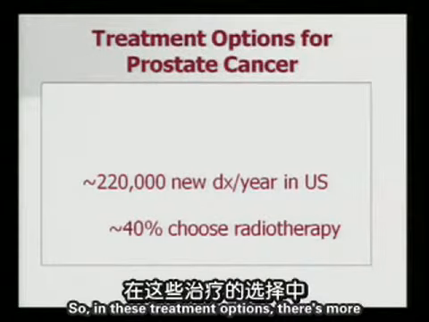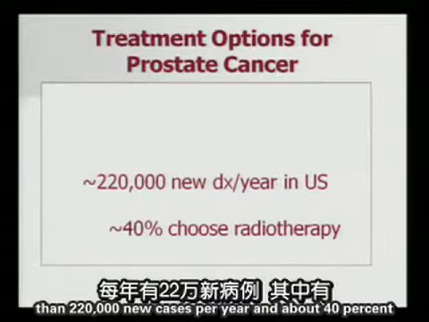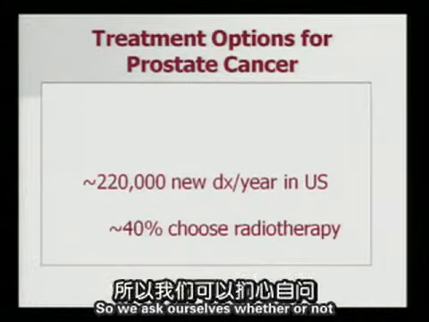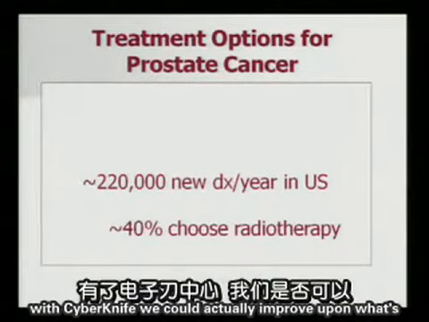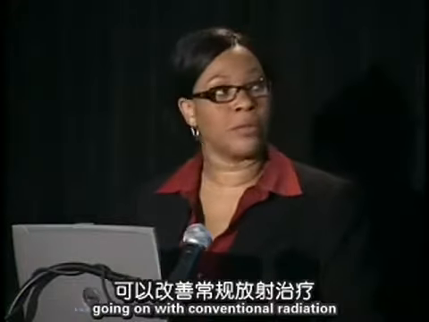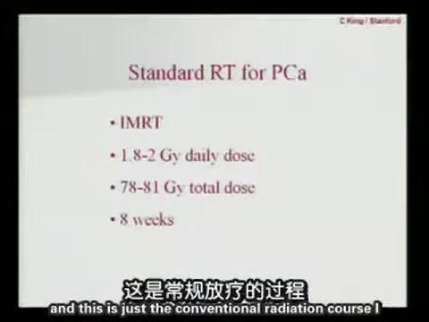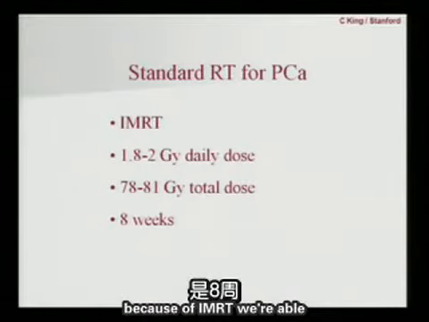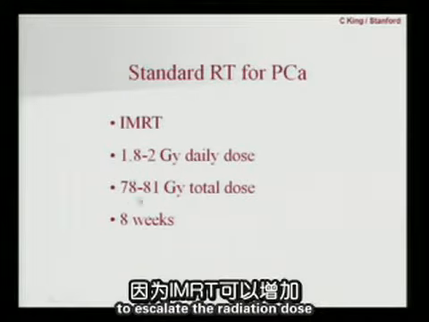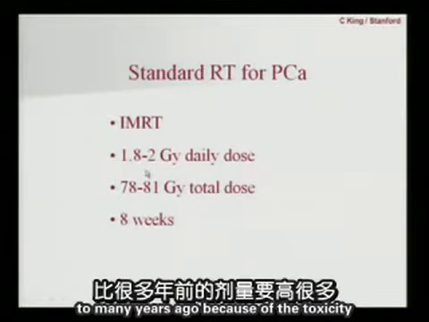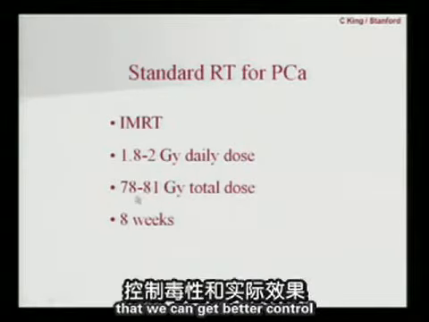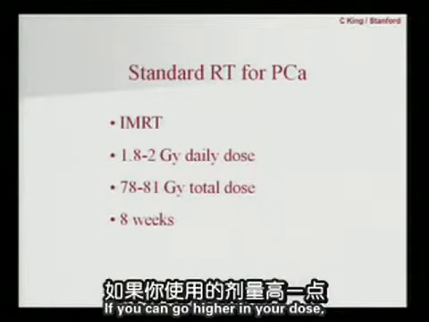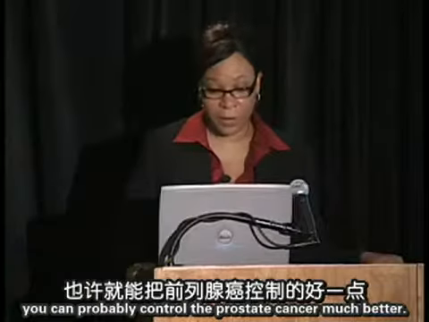So in these treatment options, there are more than 220,000 new cases per year, and about 40% of these patients will end up choosing radiotherapy. So we asked ourselves whether or not with CyberKnife we could actually improve upon what's going on with conventional radiation. And this is just a conventional radiation course. I told you about 8 weeks. And over time, because of IMRT, we were able to escalate the radiation dose much higher than we were able to many years ago because of the toxicity, and actually have been seeing that we can get better control. So there's a dose-response relationship. If you can go higher in your dose, you can probably control the prostate cancer much better.